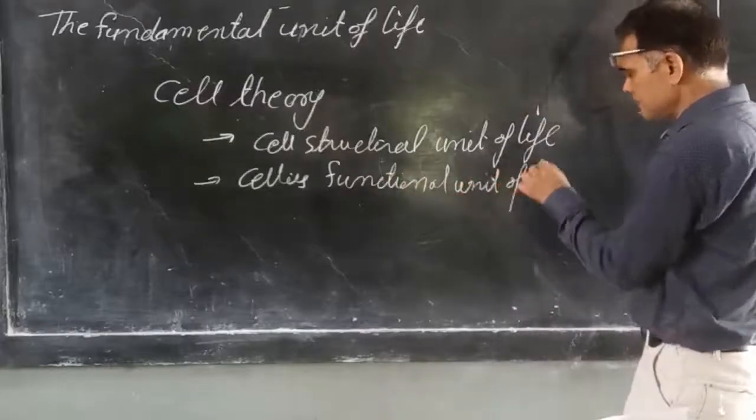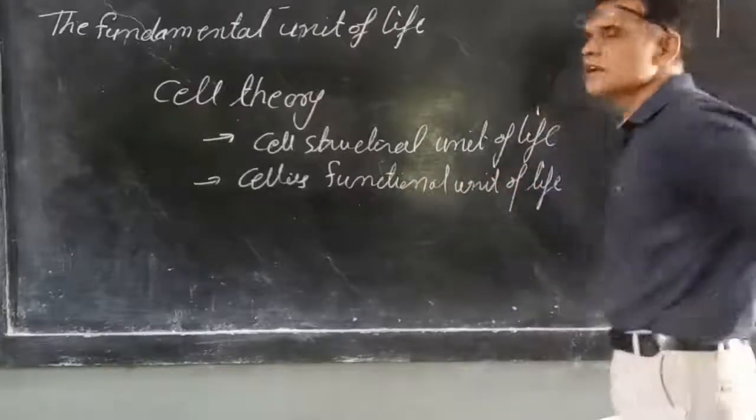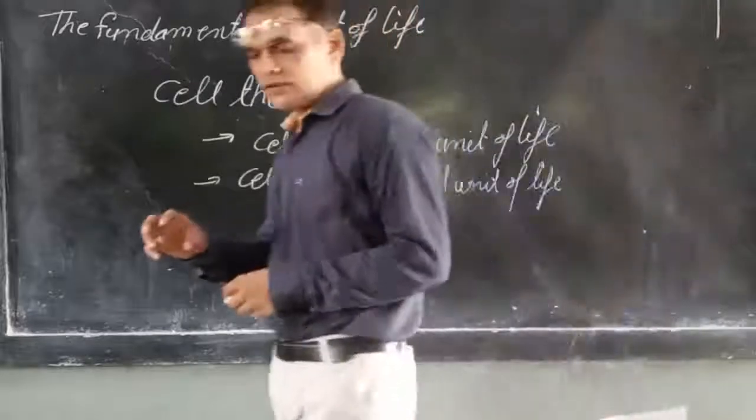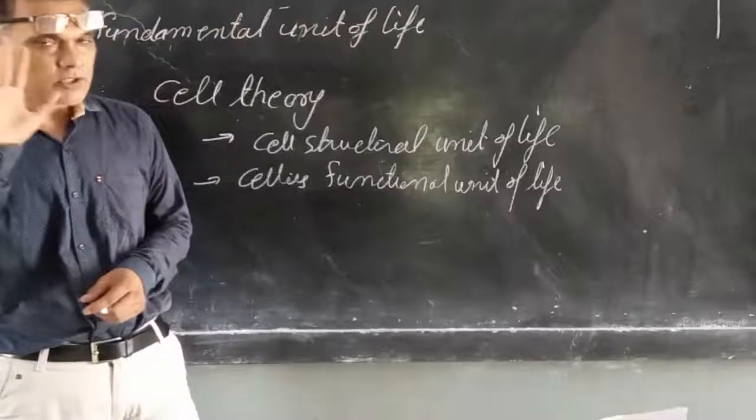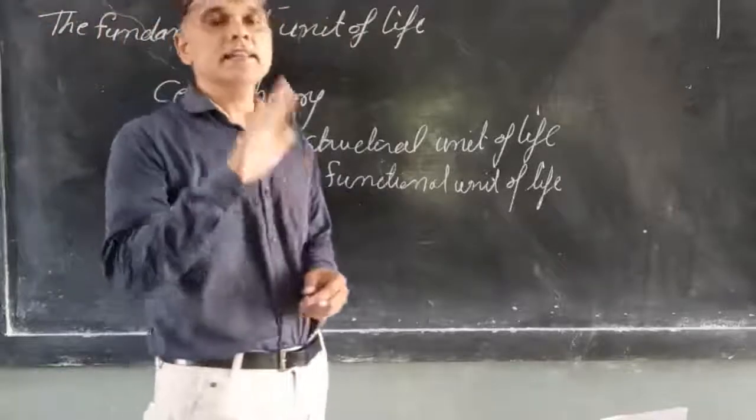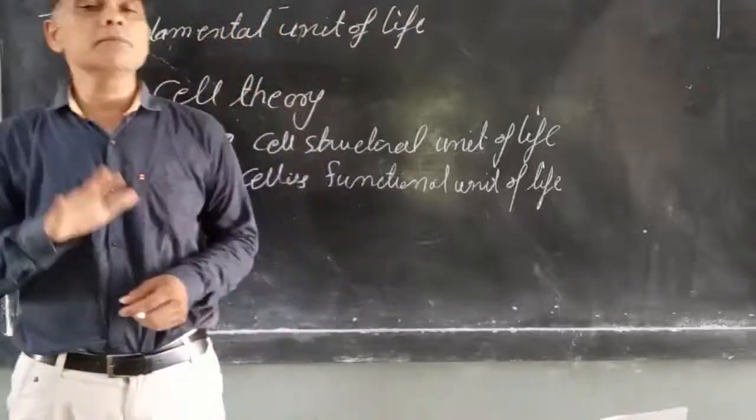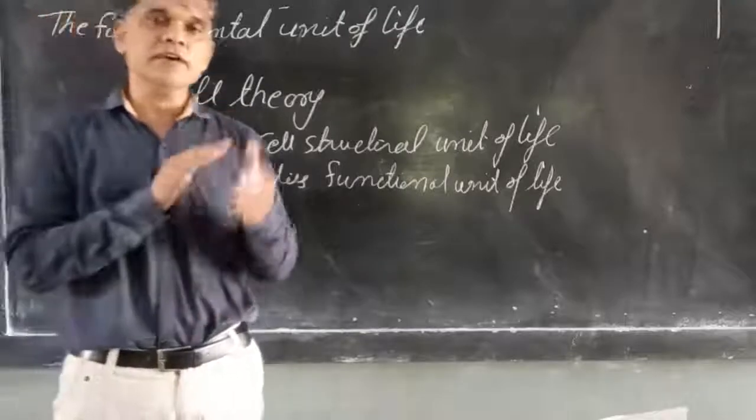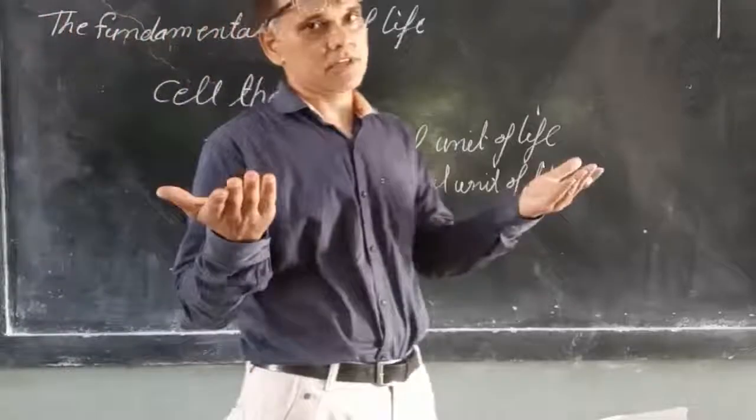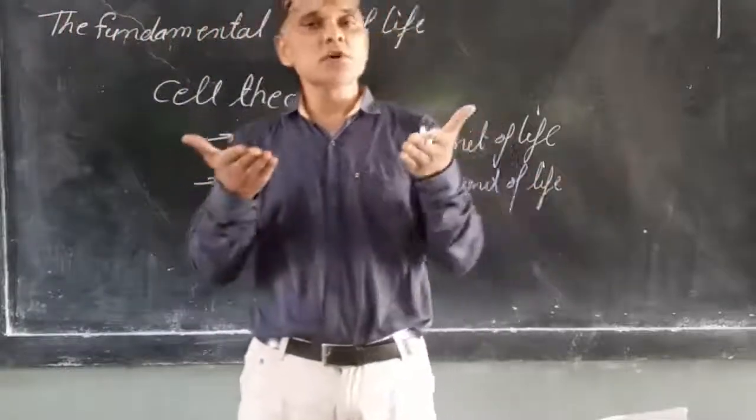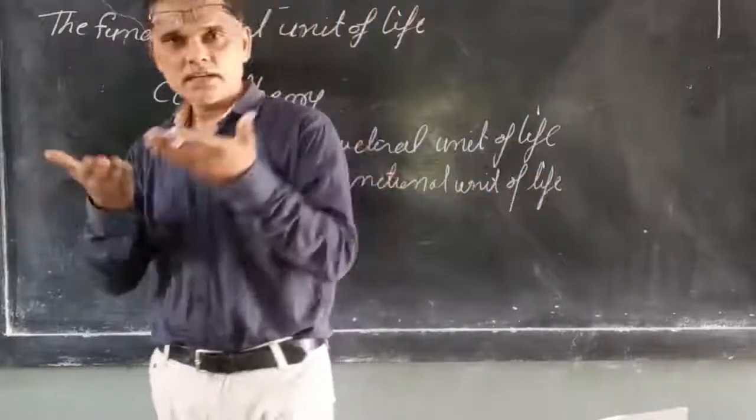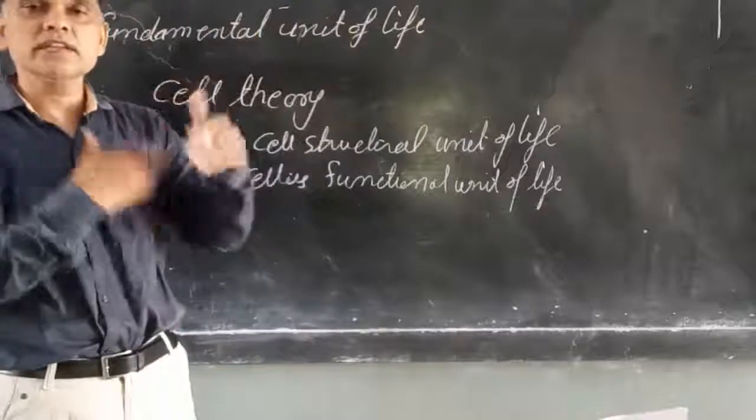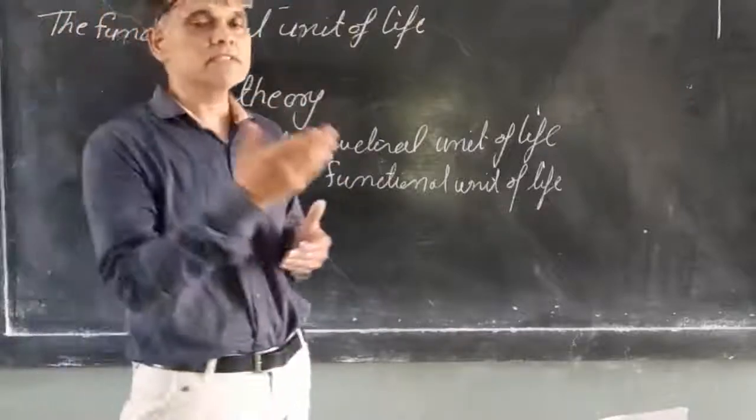of life. Functional means the different functions performed by any organism are performed at the smallest level by the cell. For example, reproduction: at the smallest level, sperm cells and egg cells combine together to form a zygote, which then forms a new human.